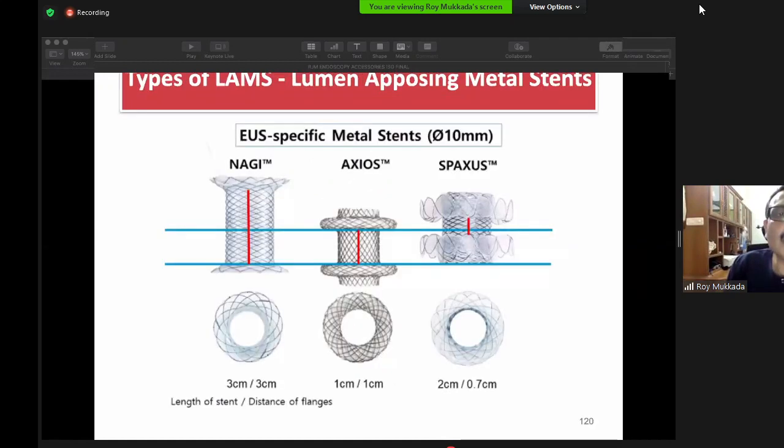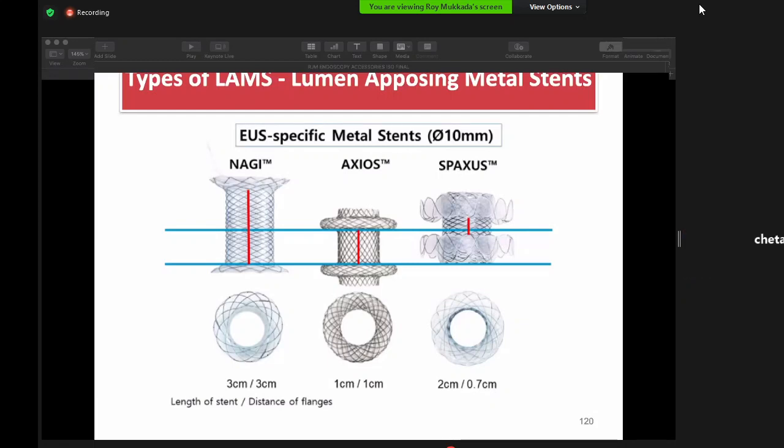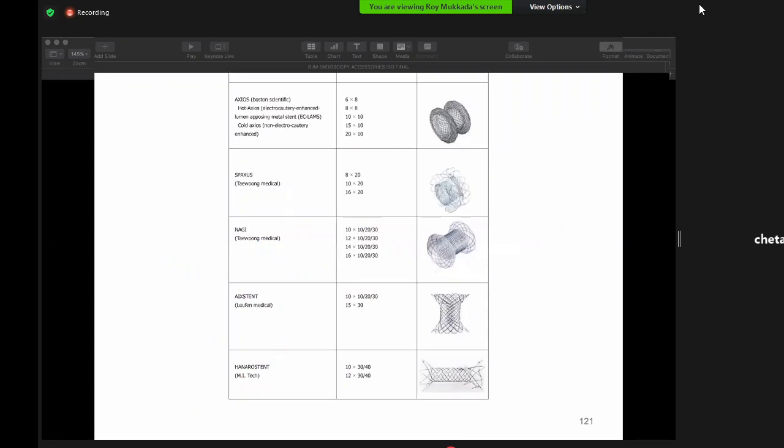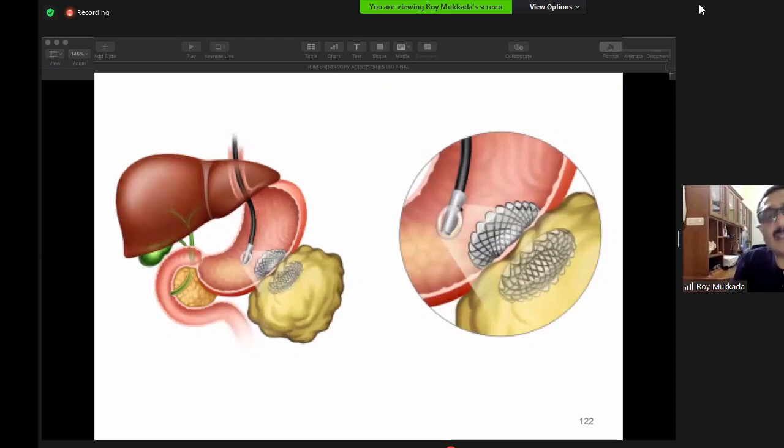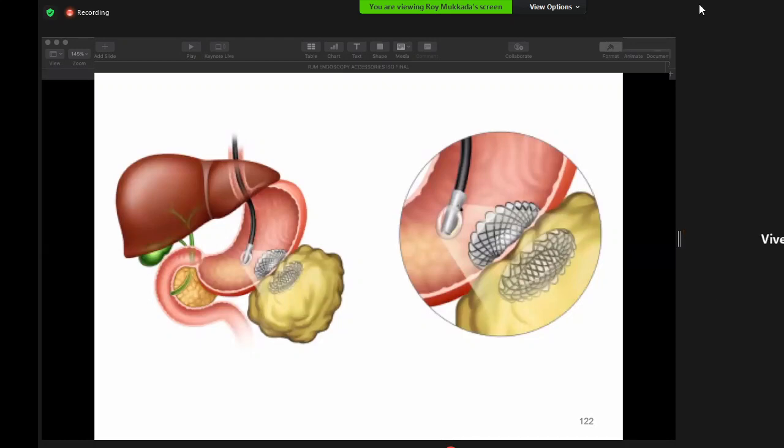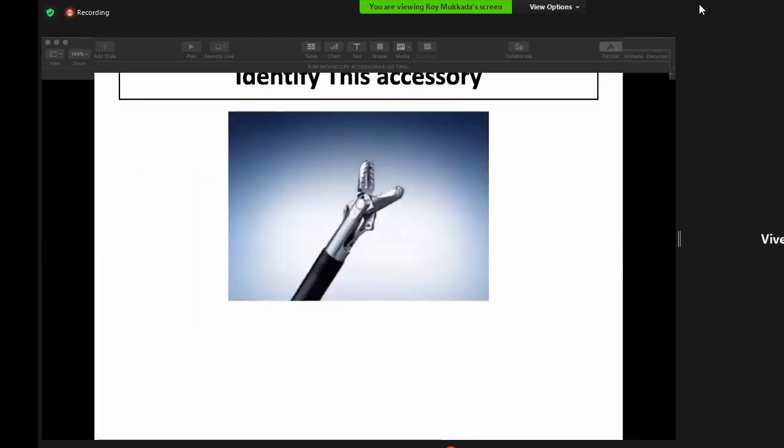The other one, as you said, is the Nagi, but the true lumen opposing stent is Hot Axios actually. The others, Nagi and Spaxus, are just coming in. But with the Axios stent, what is the advantage of this lumen opposing stent? Sir, if the necrotic material is more, there will be better drainage of the collection. That is true, but the other advantage is it's quite simple to use. It's very easy to use.